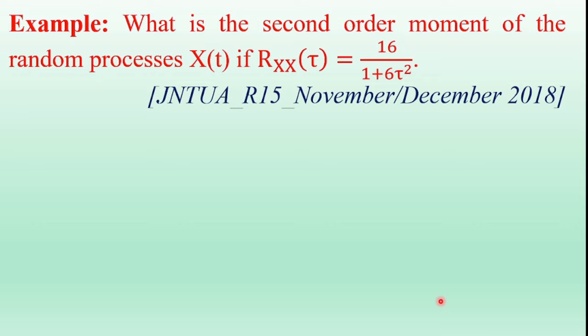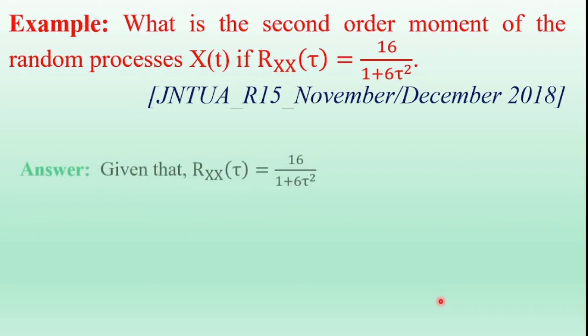In this video, I am going to discuss the second moment of the random process example. And this is a previous examination question. What is the second order moment of the random process x of t if Rxx of tau is equal to 16 by 1 plus 6 tau square?